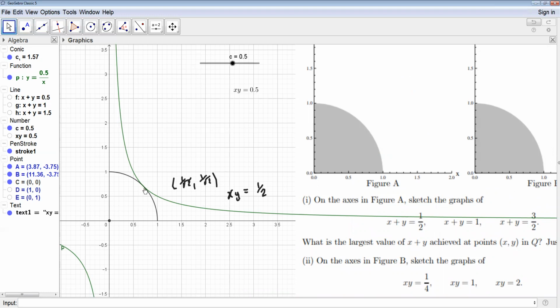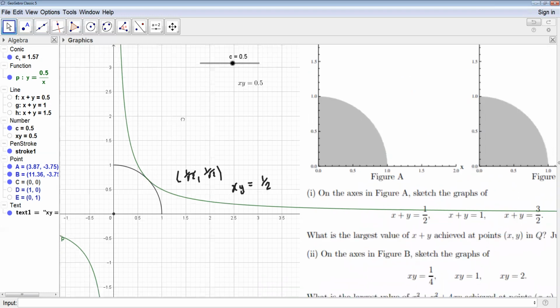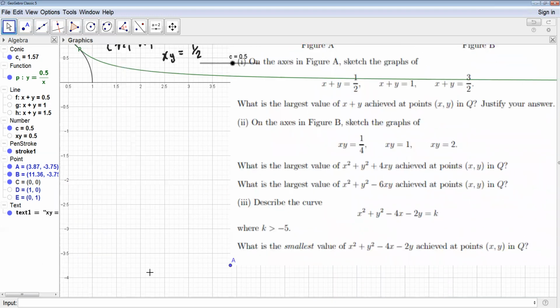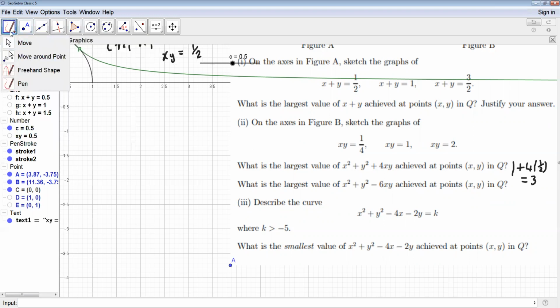And at that point, x squared plus y squared equals 1, and xy equals a half. So what we have here is 1 plus 4 times a half, which is 3. So that's dead easy, really. Write down this: 1 plus 4 times a half, which equals 3. Yeah, and that's so much easier if you really understand graphically what's going on.